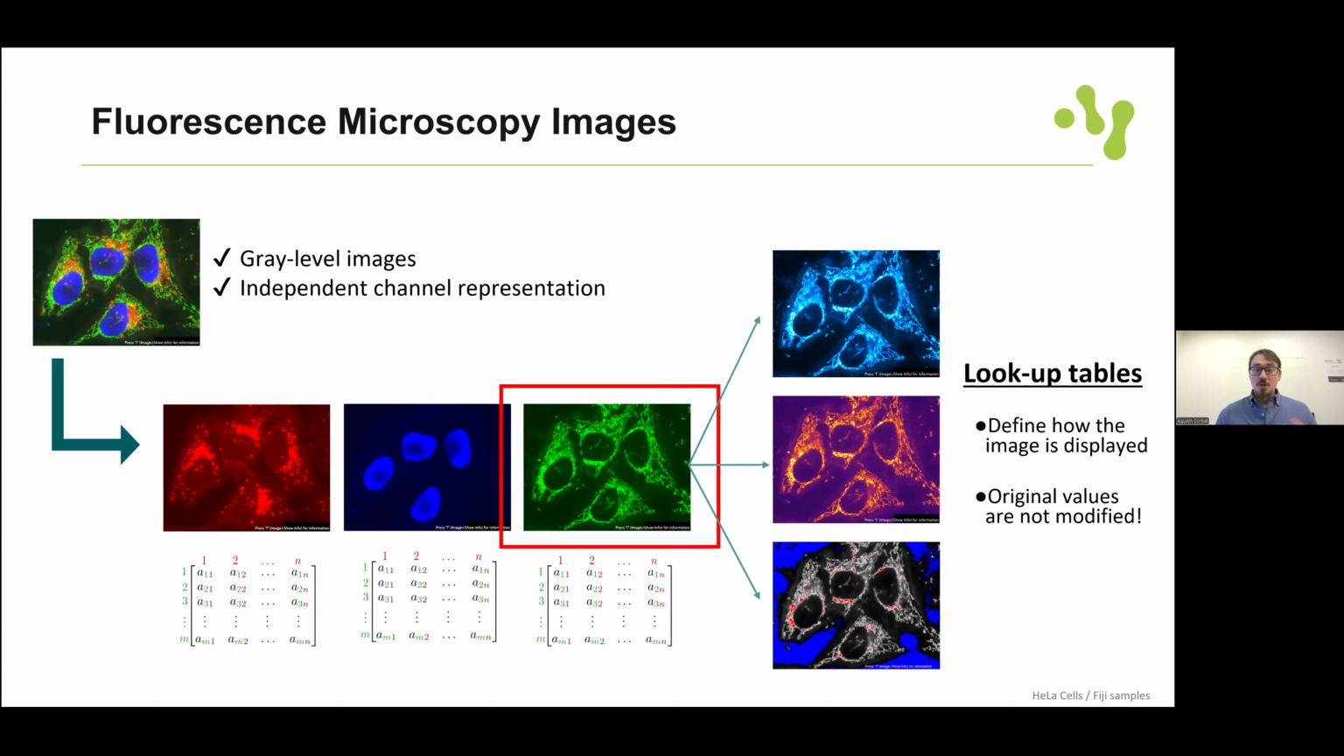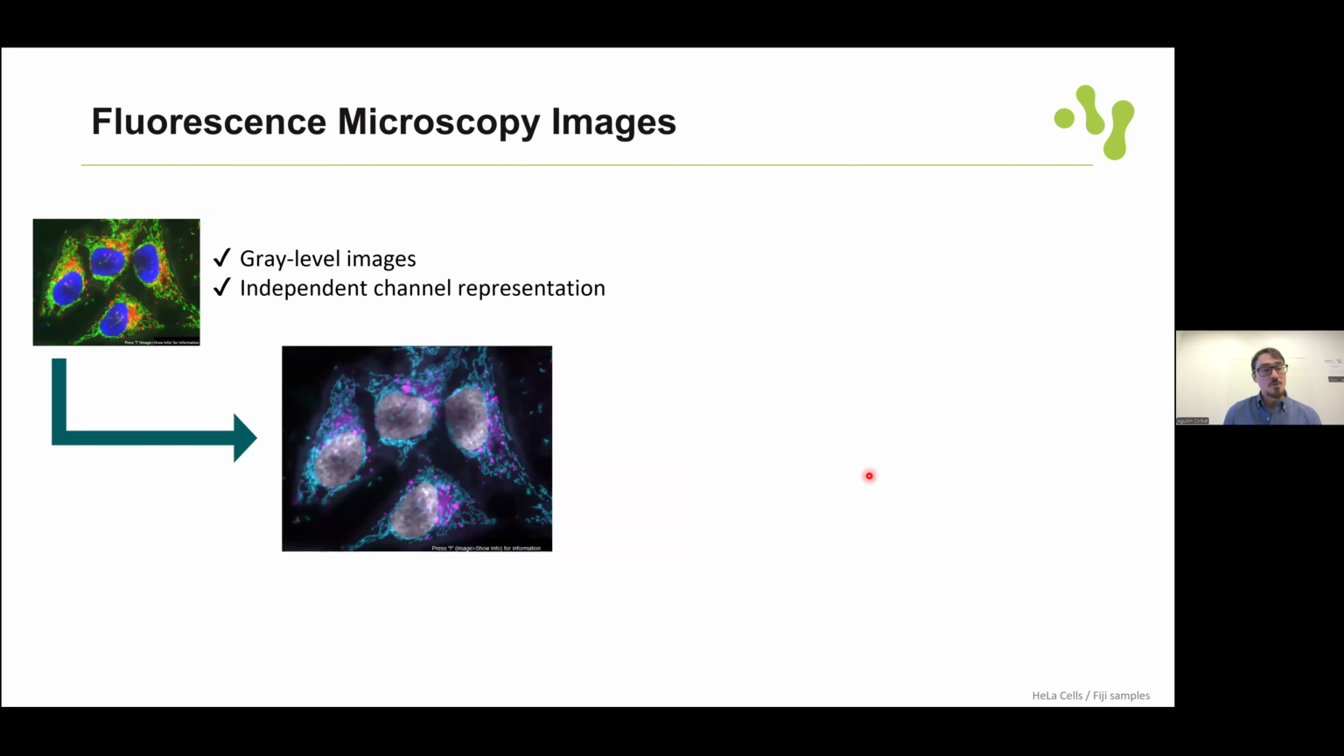So remember that these lookup tables define how the image is displayed, and you shouldn't be changing the original values. This is mostly to change how you see the images. You can also merge all these channels together, but then think about the LUTs you're going to choose for each of the channels, and consider people that might be colorblind as well.